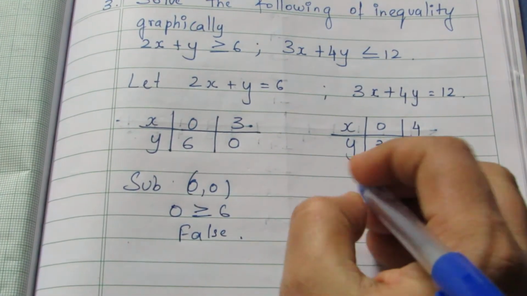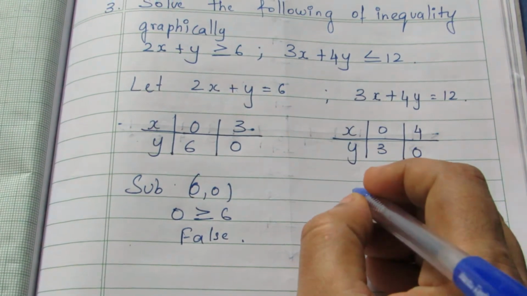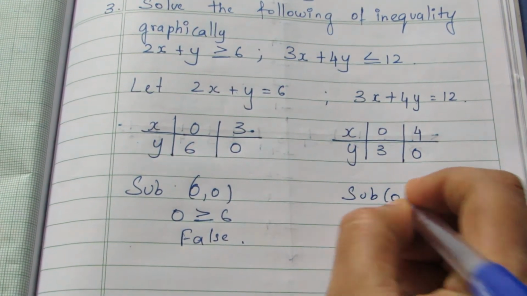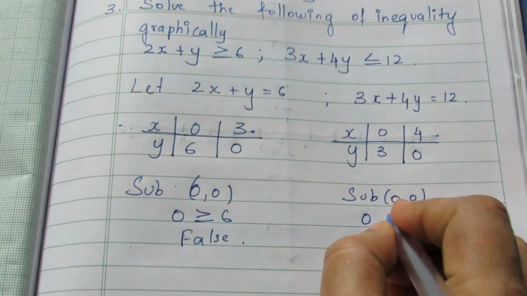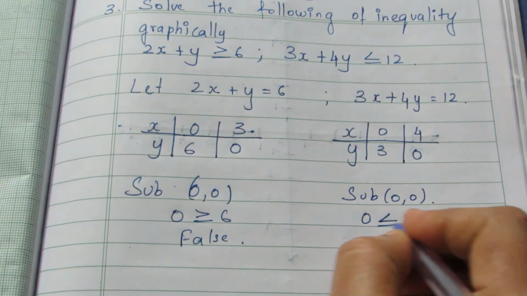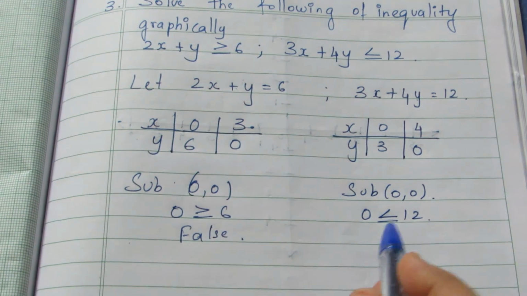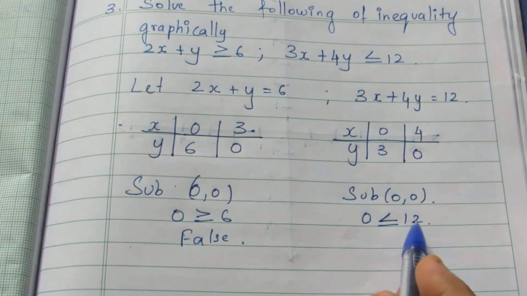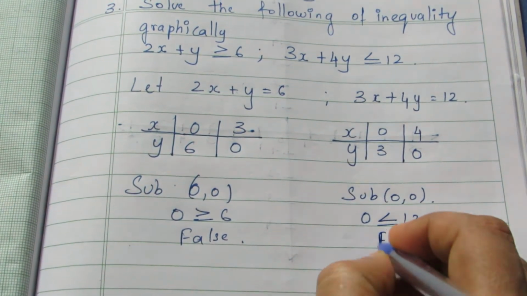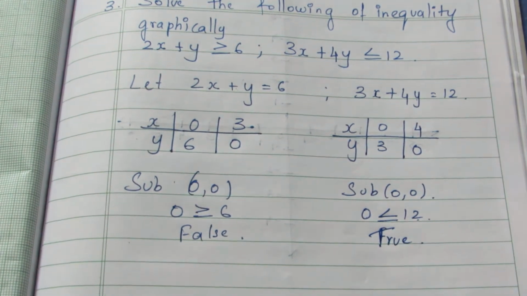In the second case, if I substitute 0, 0, I get 0 is less than or equal to 12. We know, take only the less than value or greater than value, not the equal to value. We know that 0 is less than 12. Yes, it is less than 12, so it is true. In the second case, it is true.